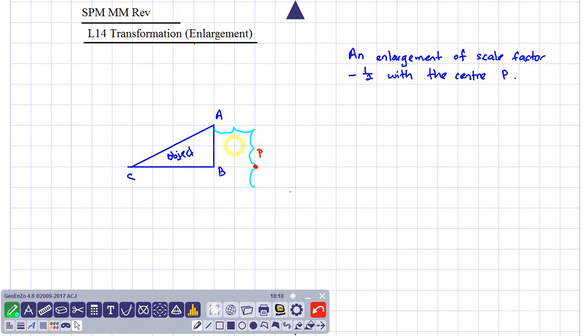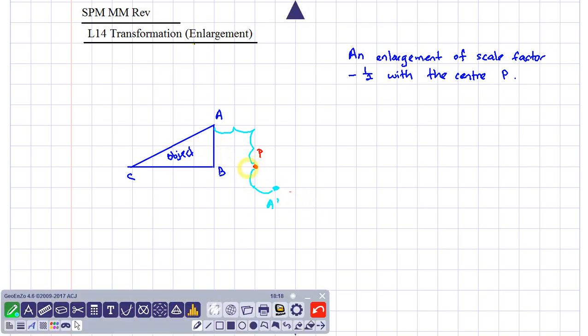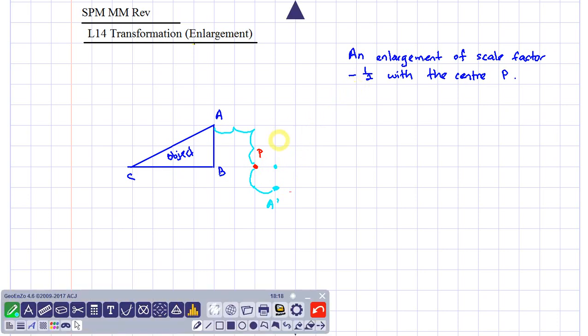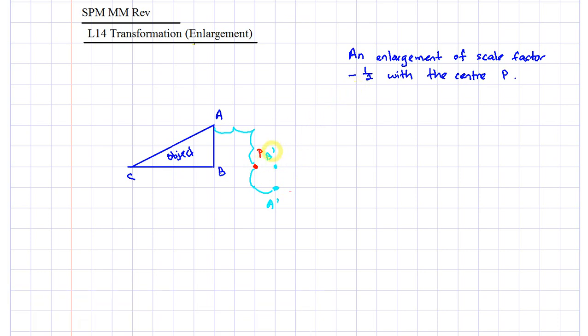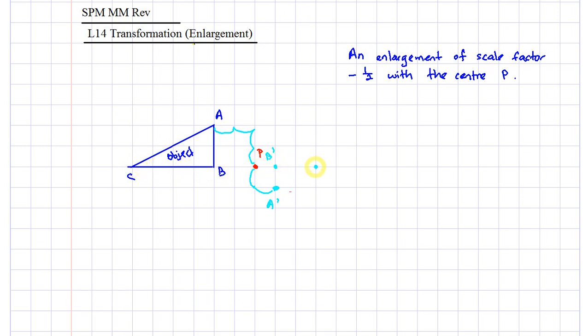If you go this way, 1, 1, that one is for scale factor 1 over 2. This is scale factor negative 1 over 2, so you have to go the opposite way, 1, 1. So this is the image for point A. How about B? 1, 2, go the opposite way, 1, 1 only, because we divide the 2 by 2. This is point B prime. How about this one? 1, 2, 3, 4, 5, 6. 6 divided by 2, you get 3. 1, 2, 3. So this is C prime.